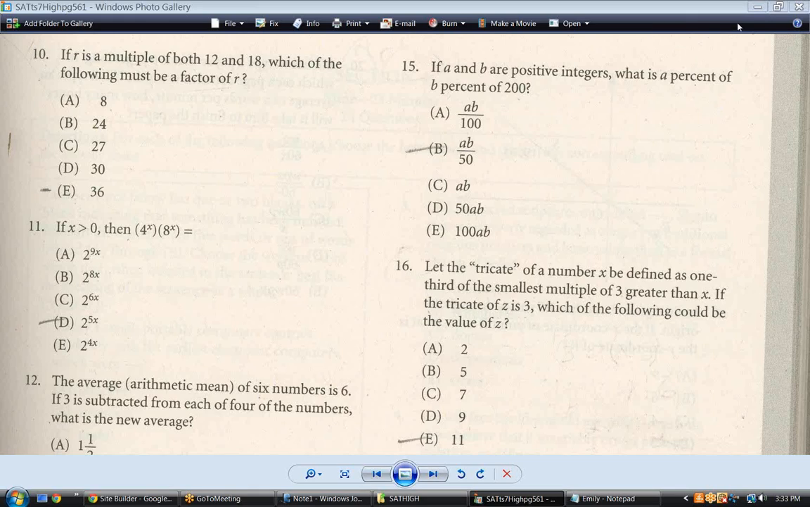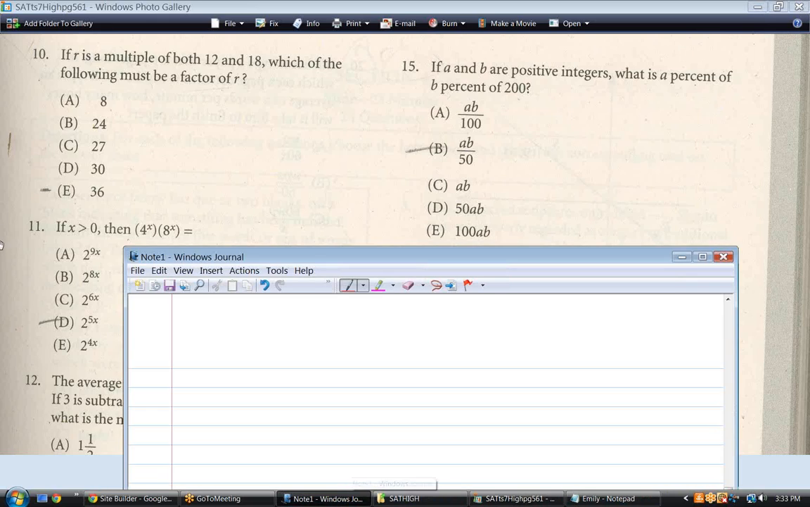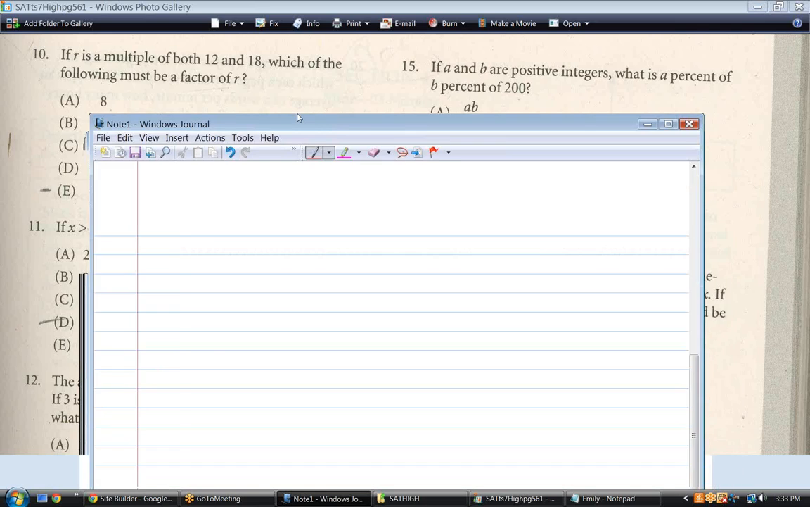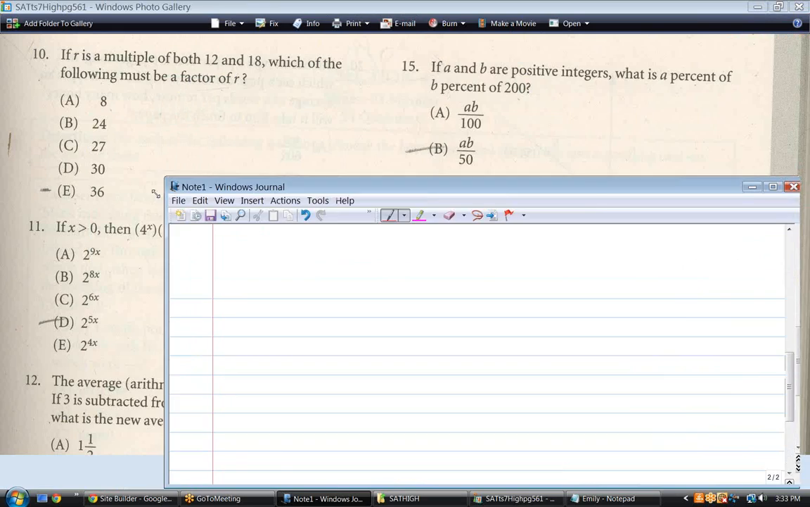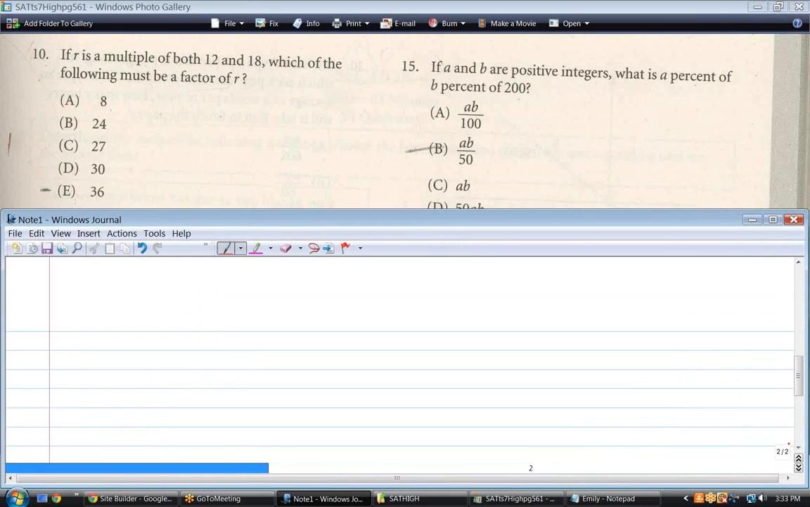Which is perfect. We'd be wasting our time doing the easy ones. So let's have a look. Hold on one second. Let's have a look at 10.